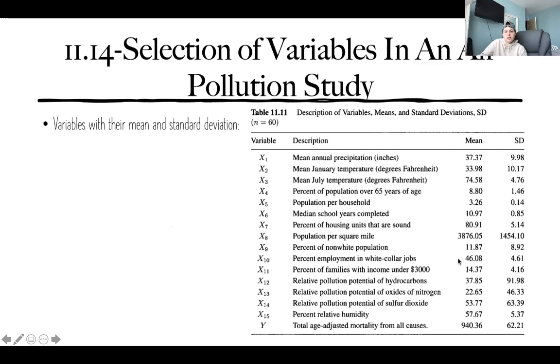Right. So section 11.14 is another example, and this time we're going to be going over selection of variables in an air pollution study, the study relating mortality to climate, socioeconomic, and pollution variables. Again, if we take a look at table 11.11, we have all the variables included in the study, a quick description of each variable, along with their mean and standard deviation. So we have 15 predictor variables in this case and one response variable.